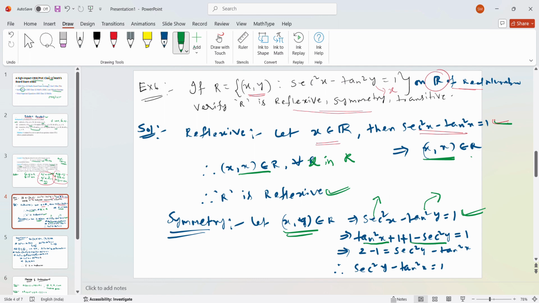Okay, 1 plus 1 is 2, and this one I have shifted here, and secant square y I have taken that side, tan square x also I have taken this side. You can see secant square y minus tan square x is equal to, I'm getting here, 1. So if this condition is satisfied, I can say directly (y, x) also belongs to R. See, this is how we have to improve our thinking skill.